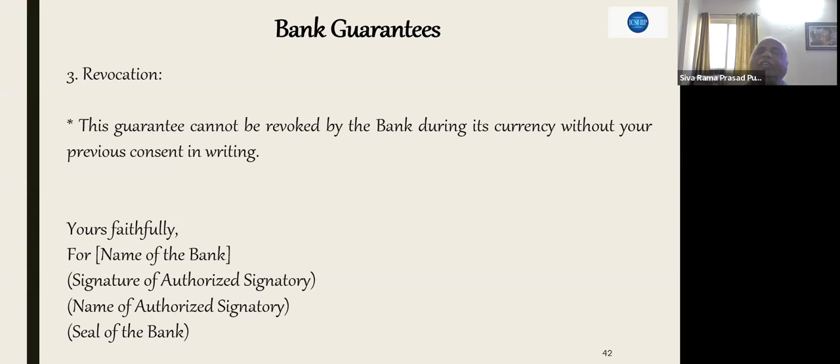But why has the physical guarantee shifted to electronic? One is the convenience. Second is to mitigate frauds. Third is that the system automatically gives an alert 2 days or 3 days before, or on the day of maturity. The system will give some alerts.